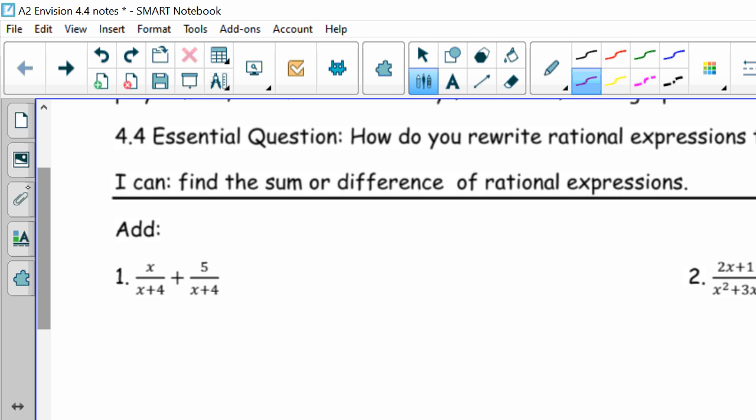So here I have x over x plus 4 plus 5 over x plus 4 equals on top x plus 5. I can't really combine those, so I just write it as x plus 5 over x plus 4. So there's our answer.